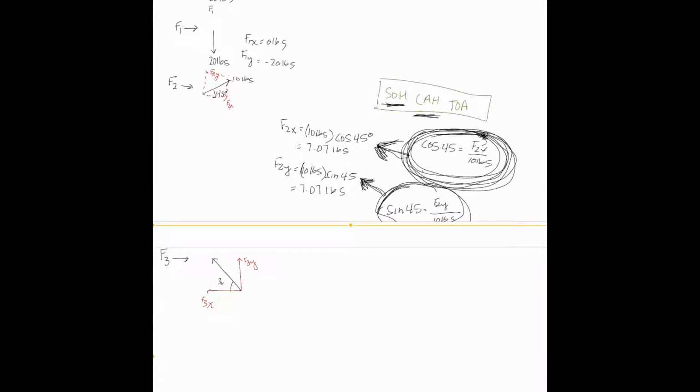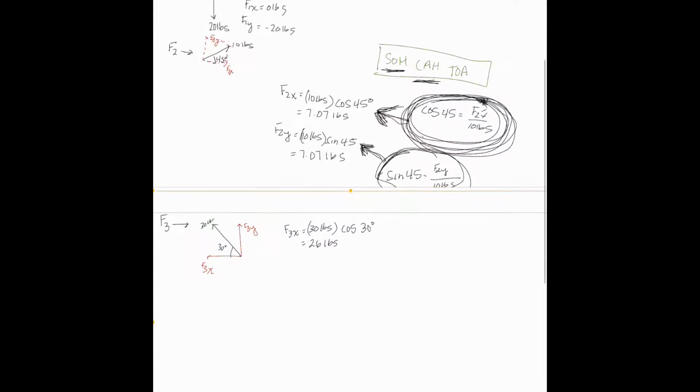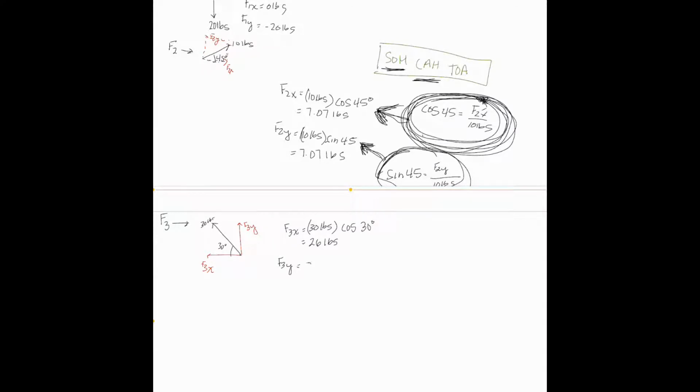So we know that this is 30 degrees, and so we're going to use SOHCAHTOA to find the x and y components of F3. So F3x is going to equal, let's see, this is 30 pounds times the cosine of 30 degrees, which if we plug that into our calculator, 30 times cosine of 30, make sure again your calculator is in degree mode, I get, if rounded up, about 26 pounds. And then we can find F3y, which is going to be equal to 30 pounds times the sine of 30, which is going to be equal to 15 pounds.